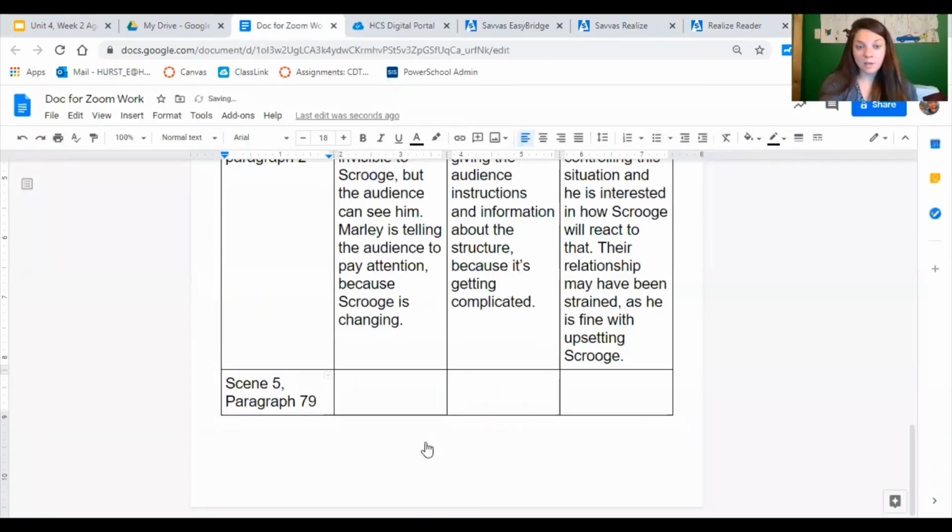All right, that is your exit ticket. You don't have to do that one. You can do a different one, but if you are struggling to find a piece of important dialogue, that one I think is it.